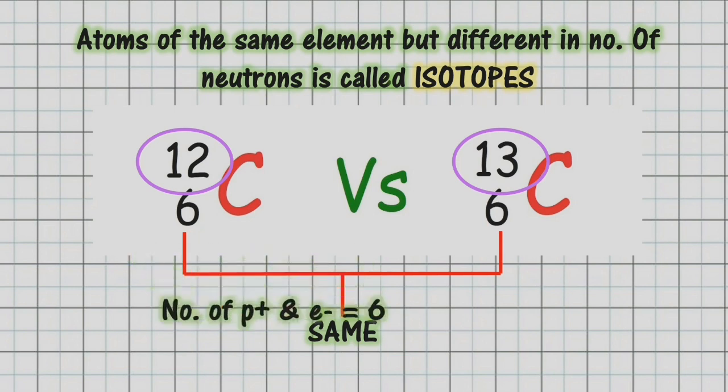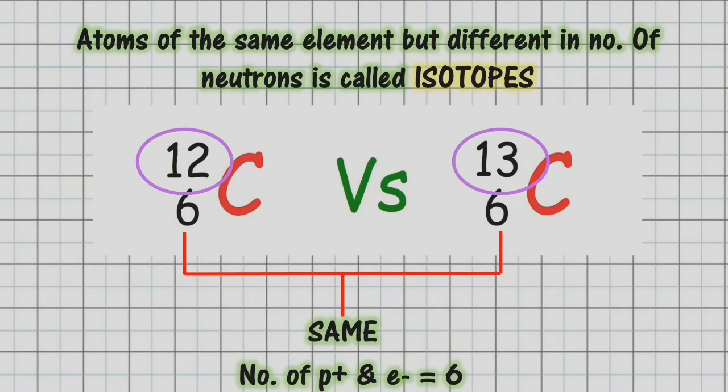So, since they have the same atomic number, meaning the number of protons and electrons of these two elements is the same, which is 6. What about the number of neutrons? The first carbon has the atomic mass of 13. Subtract 6. The number of neutrons is 7, while the other one is 6. So this type of situation or elements are called isotopes.